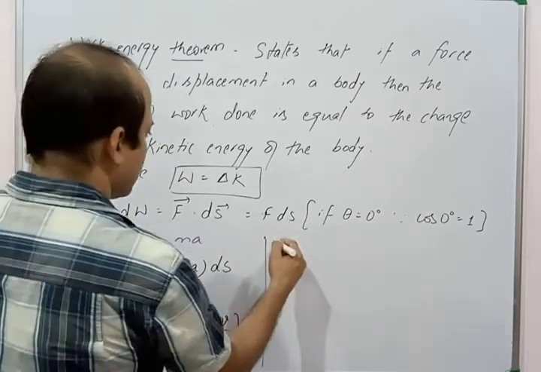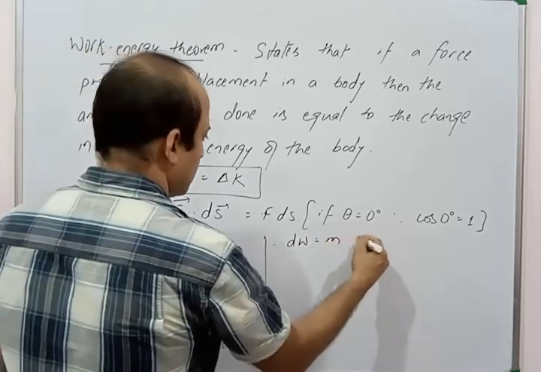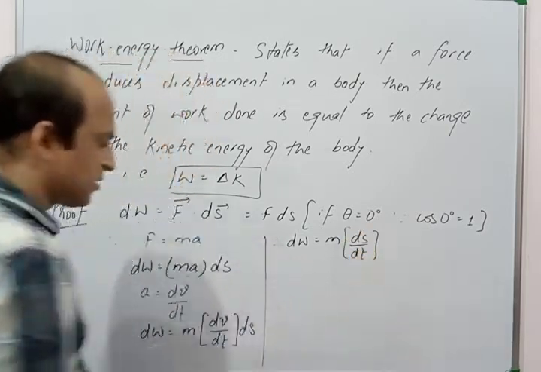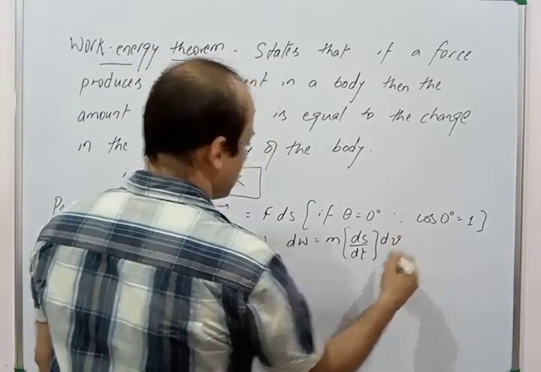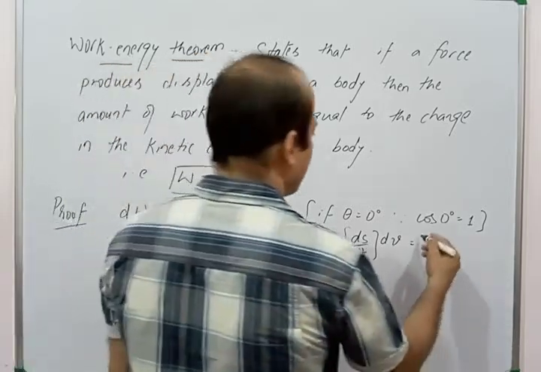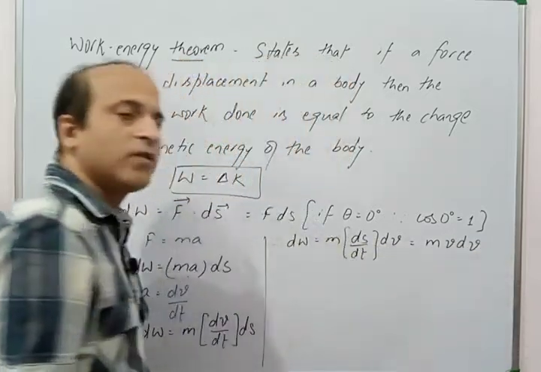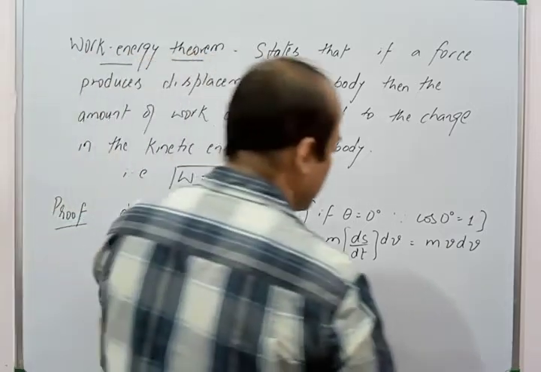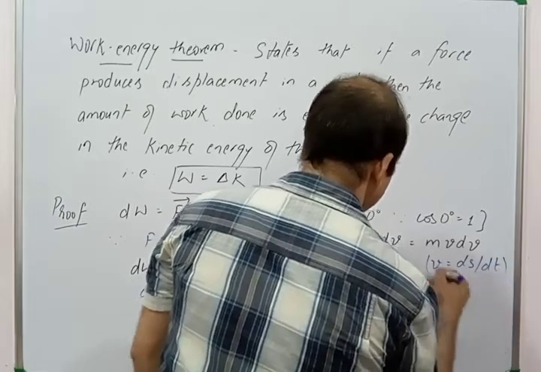Further I can write therefore dw equals to, थोड़ा सा rearrangement, m ds by dt. Take ds inside the bracket over the dt as the numerator and take dv outside. So ds by dt, rate of change of displacement with time, is velocity. You can write it as mv dv. Correct? You can write it as mv dv. क्यों लिखा? Substitution क्या है? It is v equals to ds by dt. ना?